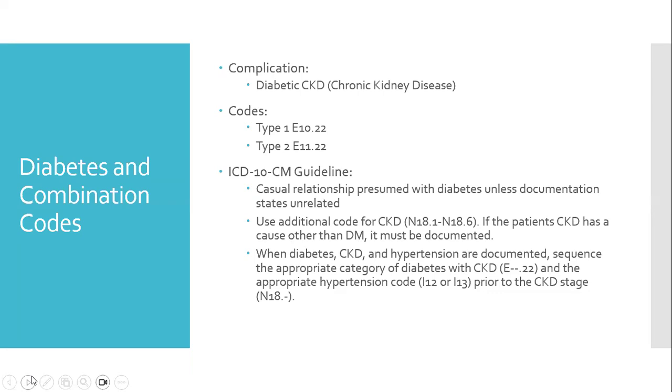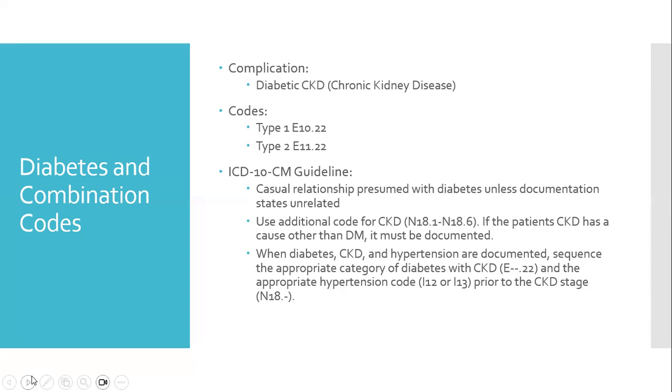So you have your category code, which is your N18, and then your subcategory is that additional digit that tells you what stage the chronic kidney disease is in. So for instance, N18.1 is stage 1, or N18.2 is stage 2. With stage 3, you have 3.0, 3.1, and 3.2, and that is N18.30 is unspecified stage 3, 3.1 is 3A, and then 3.2 is 3B. And then you have stage 4, 5, and then end stage renal disease is your N18.6.